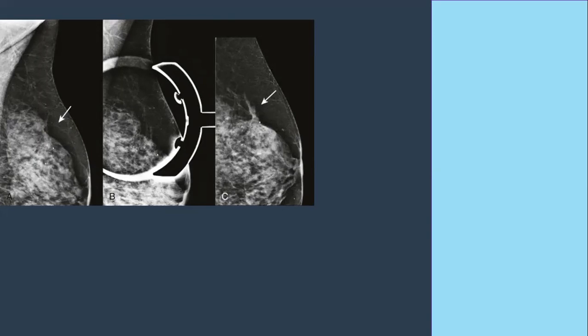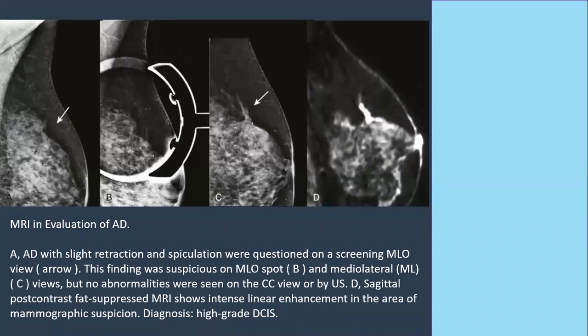So what should be the next step? It will be ultrasound. If ultrasound doesn't show abnormality, what should be the next step? If they have no facility for tomosynthesis, then follow-up or biopsy. If they have other facilities, like MRI. MRI, yes.